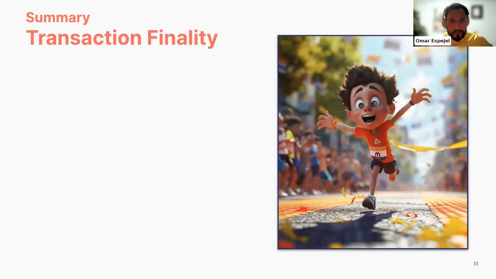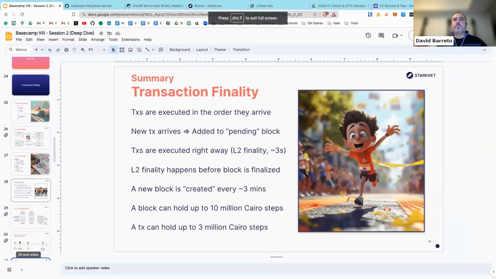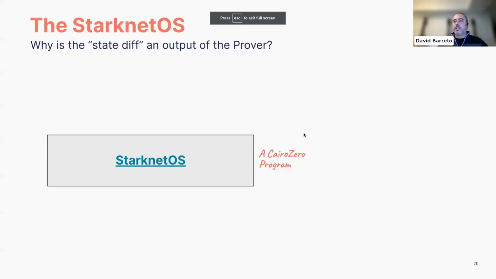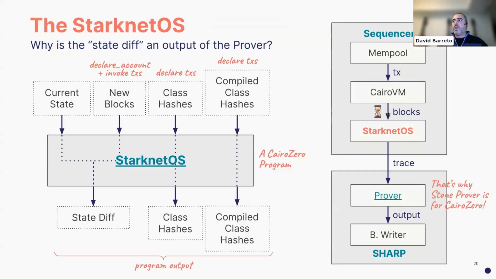But there's a question by Dogus. Is the validity proof only for a single block or multiple? Multiple blocks. And that goes back to when we talked about the Starknet OS here, you can see that it's actually waiting for multiple blocks before it executes the program, and it starts the whole process of proving and sending the validity proof to layer 1. So yes, multiple blocks in a single proof.